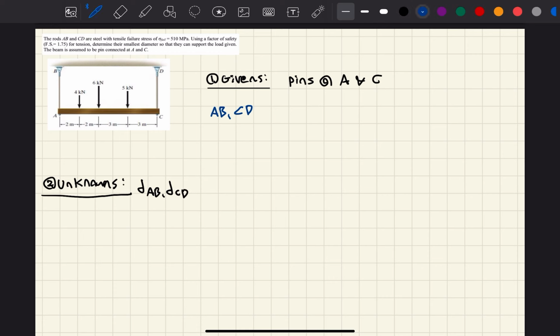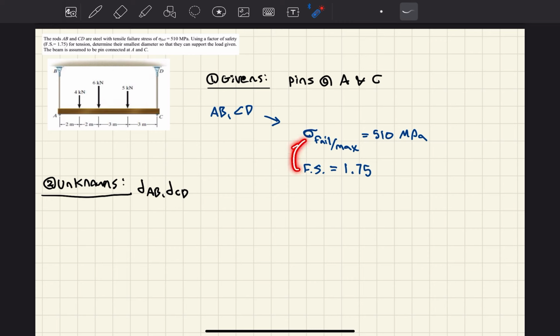We're given that for these two rods, they have a maximum stress that they fail at. So the maximum stress that they can handle, sigma max or sigma fail, is equal to 510 megapascals, right? We're also given that the factor of safety of these rods is 1.75. What is the factor of safety, and how does it relate to the maximum stress of these two rods?